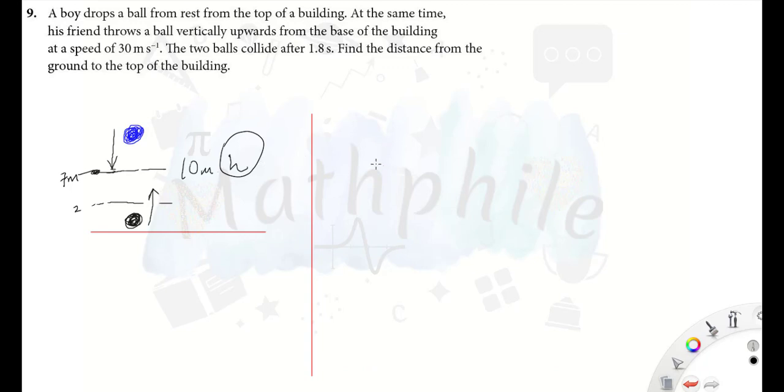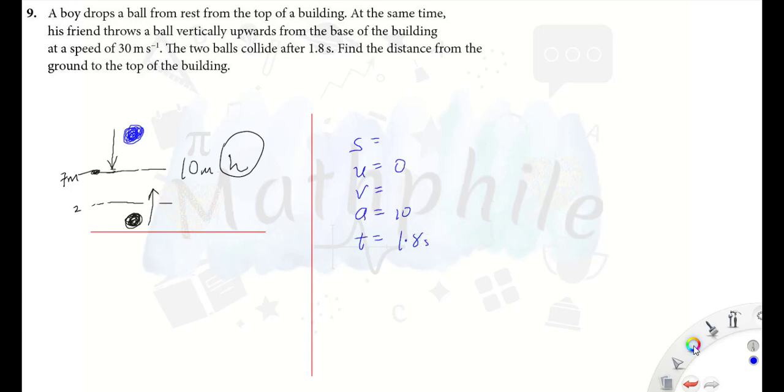Okay. Let's set up the Suvat. Let me set up the Suvat for the blue ball first, and we come back to this one. So let's use the information we've got. What is the initial velocity given? The blue ball was dropped from rest, so zero. The acceleration is coming downward, so the acceleration is actually positive, 10 meters per second squared, and they collide at 1.8 seconds.